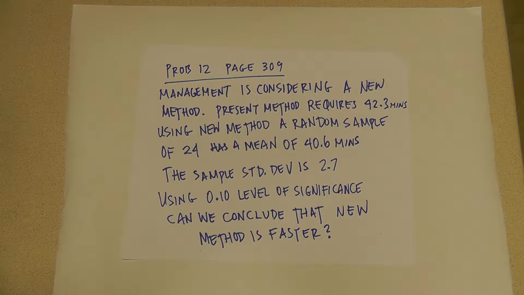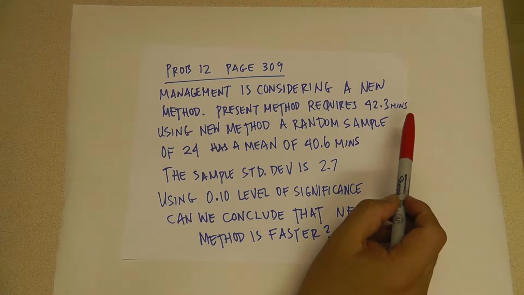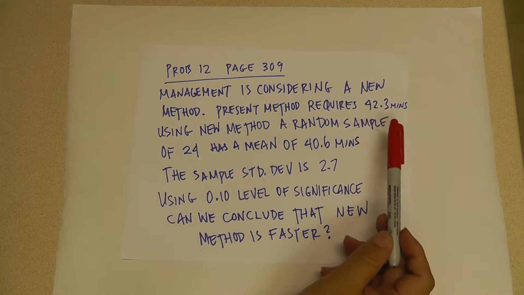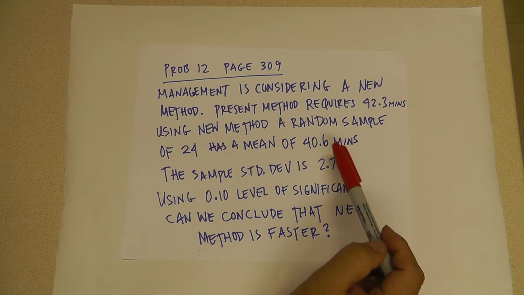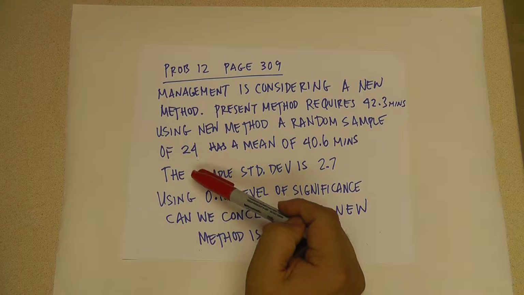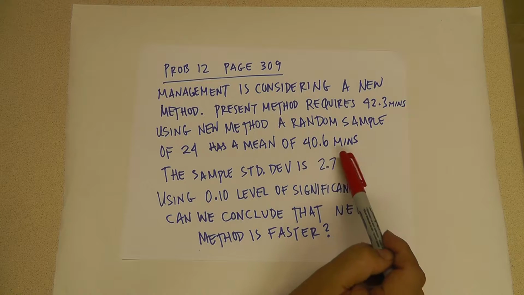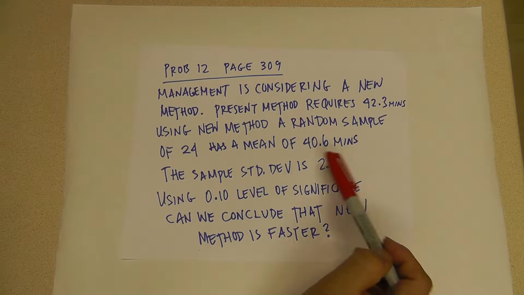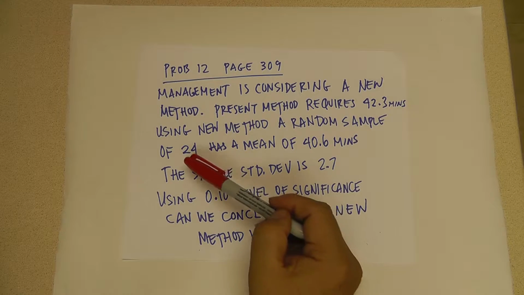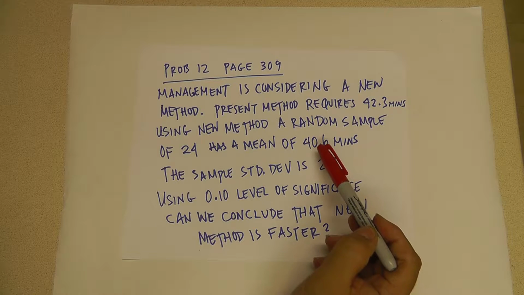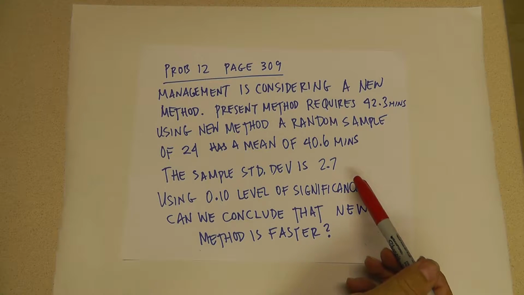And the old method, or the current one, takes 42.3 minutes to assemble. This is a manufacturing process. And the new method, trying the new method, we take a sample of 24 units, and those 24 have a mean of 40.6 minutes, right? And the sample standard deviation is 2.7. So all of this is related to the sample, right? Sample size is 24. The mean of the sample is 40.6, and the sample standard deviation is 2.7.